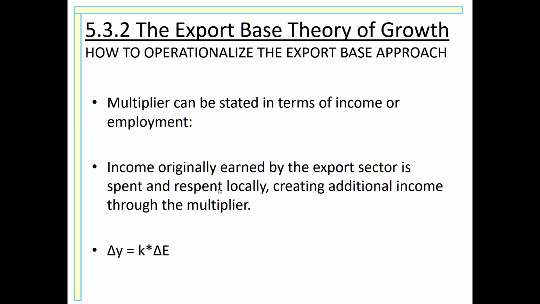Just a quick review here, our argument was the following: income originally earned by the export sector is spent and re-spent and re-spent locally, creating additional income through the multiplier. So we looked at the little c, the marginal propensity to consume locally. Every time somebody had an income, you spent part of it locally, and that became somebody else's income, and part of it would be spent locally again, and so on. So using this reasoning, you got the multiplier. Basically, it's number k. If exports increase by, say, $10, and the multiplier is 2, income is going to increase by $20.